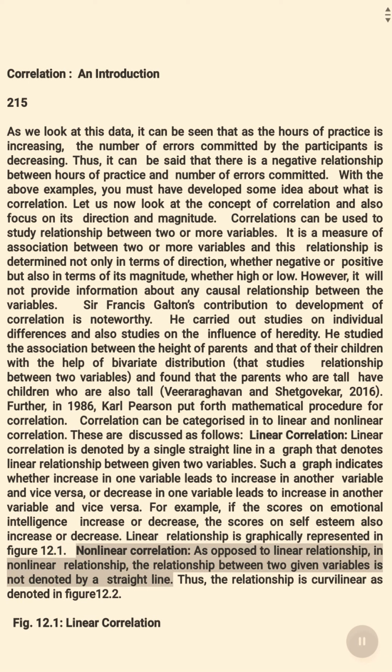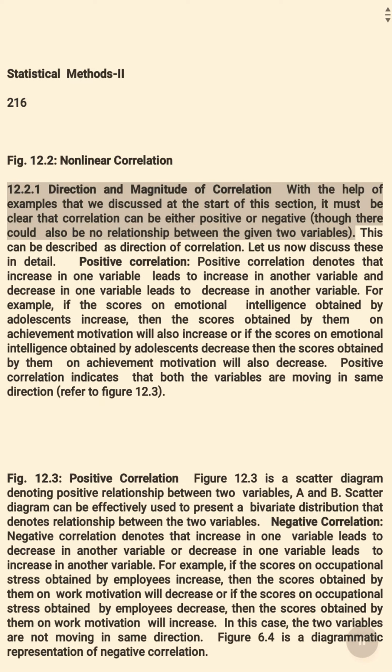Nonlinear correlation. As opposed to linear relationship, in nonlinear relationship, the relationship between two given variables is not denoted by a straight line. Thus, the relationship is curvilinear as denoted in figure 12.2. 12.2.1 Direction and magnitude of correlation. With the help of examples that we discussed at the start of this section, it must be clear that correlation can be either positive or negative, though there could also be no relationship between the given two variables. This can be described as direction of correlation. Let us now discuss these in detail.